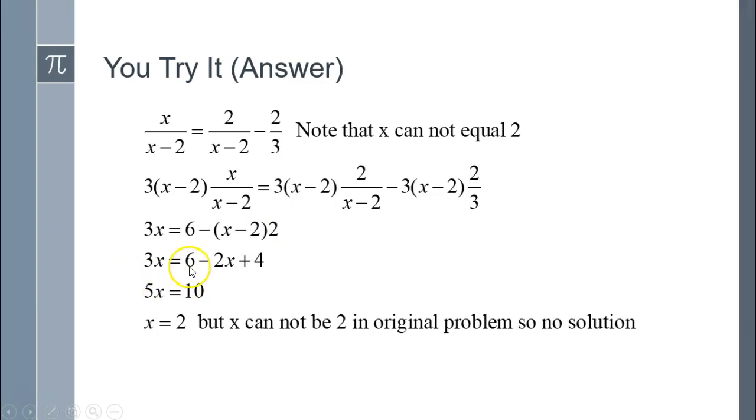So now with group-like terms, I get a 10, and I also added 2x to both sides so that I get all the x's on one side. 5x is 10. I get x equals 2, but the problem is, if x is 2, I have division by 0. Again, I have no solution, or the solution is the empty set.